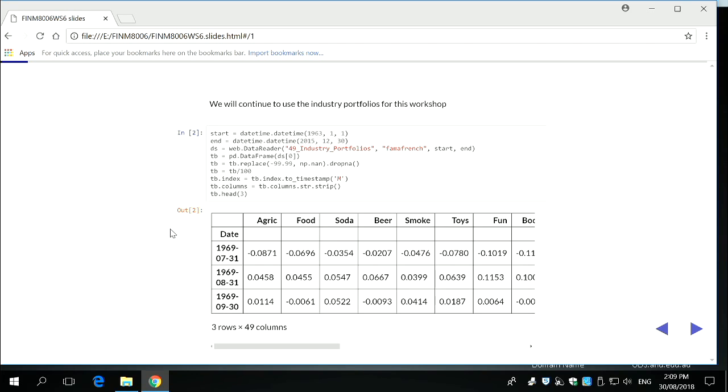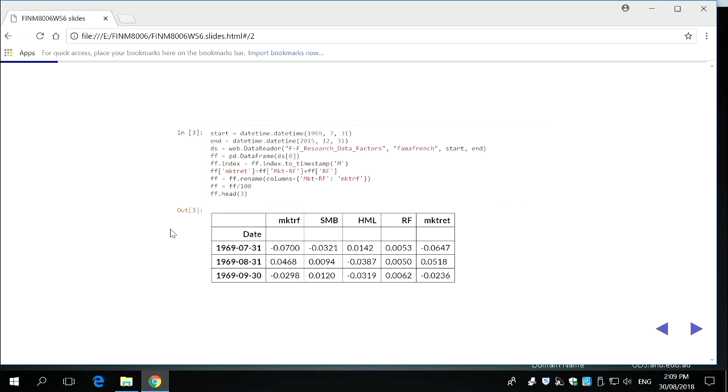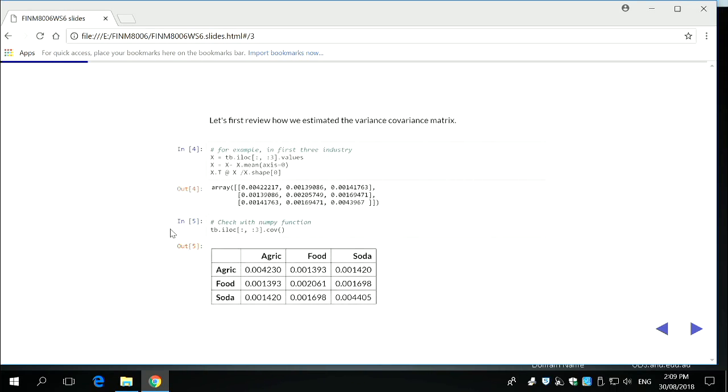All right, so this was the industrial portfolio we have, right? And I also have these factors, especially the market returns. Okay, so the first question is, let me review how we actually estimated the variance covariance matrix.